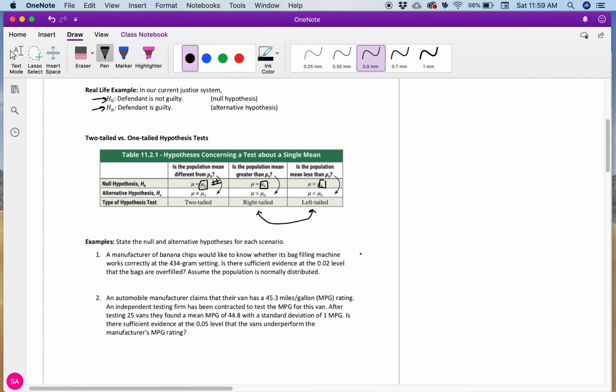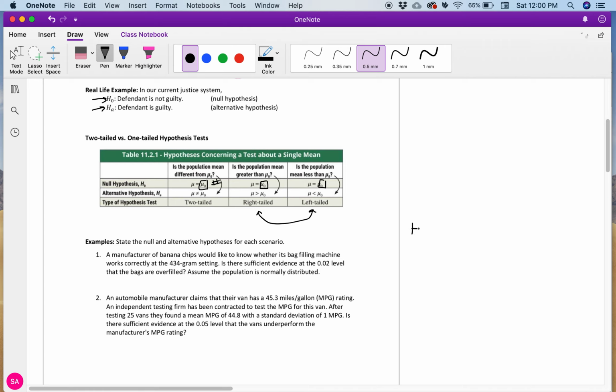Number 1, state the null and alternative hypotheses for each scenario. Number 1, a manufacturer of banana chips would like to know whether its bag filling machine works correctly at the 434 gram setting. Is there sufficient evidence at the 0.02 level that the bags are overfilled? Assume the population is normally distributed.